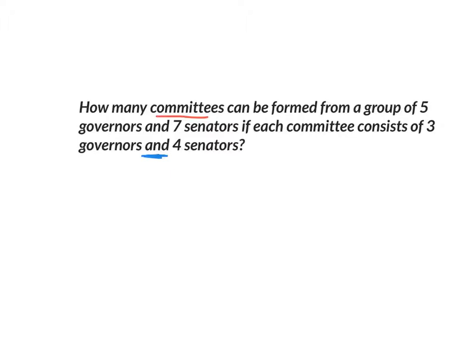So what I've got to do is, okay, I have 5 governors altogether. I've got to find how many ways I can get 3 of them. So I'm going to do 5C3. That's all the different combinations of the 5 governors I can get on the committee. And then I'm going to do how many different combinations of senators. I have 7 altogether. I'm going to pick 4 of them. Now, because I'm doing governors and senators, I'm going to multiply those two. That's also the fundamental counting principle that we did the other day.